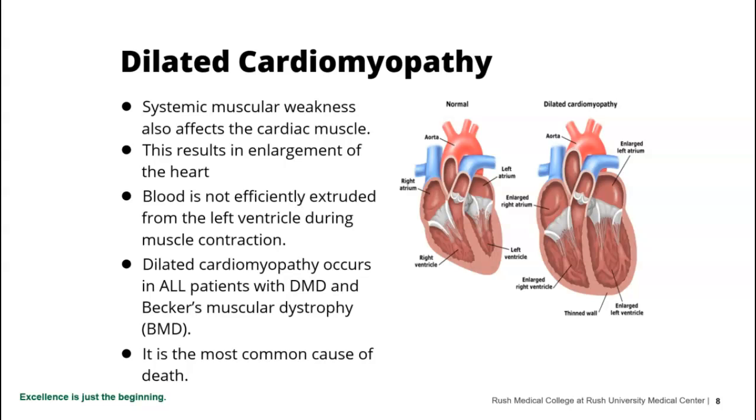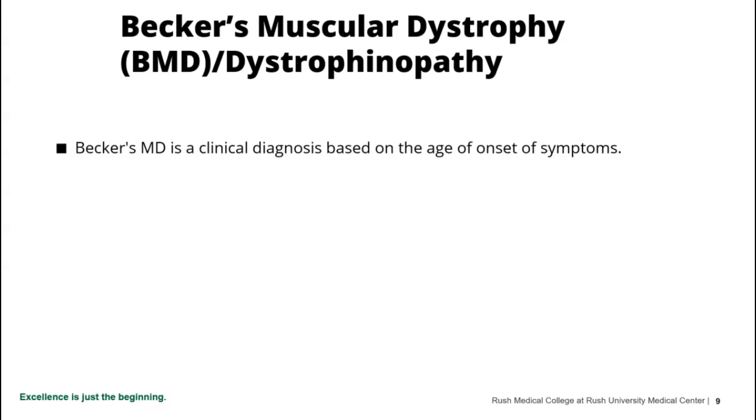Dilated cardiomyopathy, as I was saying earlier, is the number one cause of death in patients with dystrophinopathies. Systemic muscle weakness can also affect the cardiac muscles, and it results in enlargement of the heart. And bigger is not necessarily better. In left hypertrophic cardiomyopathy, this part of the heart enlarges, but with dilated, the entire heart enlarges like a big balloon. And the left ventricle doesn't do a very good job extruding the blood into the bloodstream because it's so weak. Dilated cardiomyopathy occurs in all patients with both Duchenne's and Becker's muscular dystrophy, and it's the most common cause of death in this group.